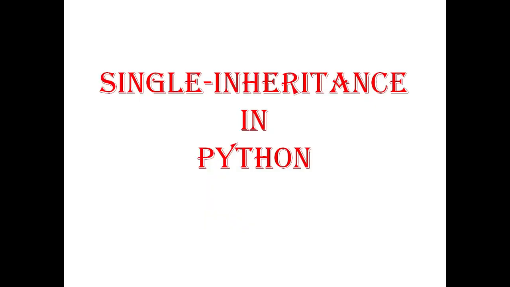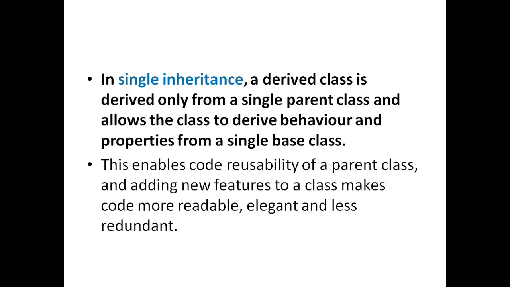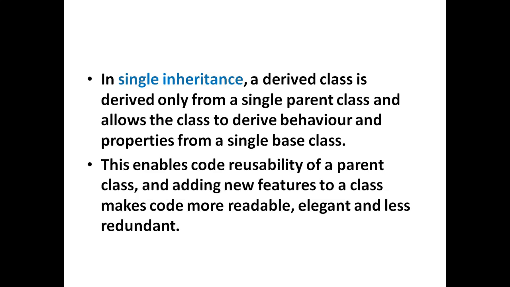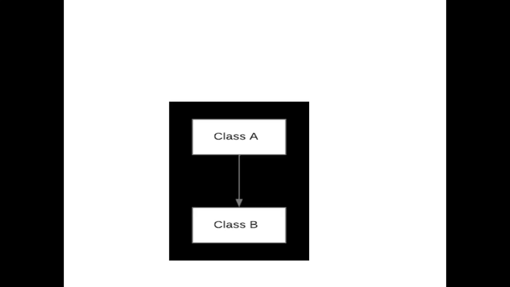Here we will see single inheritance in Python. In single inheritance, a derived class is derived only from a single parent class, and it allows the class to derive behavior and properties from a single base class. This enables code reusability of a parent class and adding new features to a class that makes code more readable, elegant, and less redundant. Here, class A is a base class and class B is a derived class.